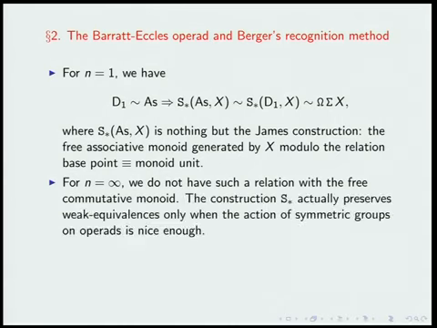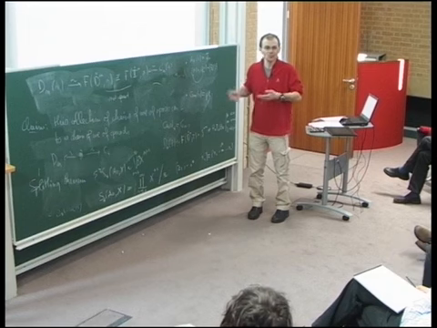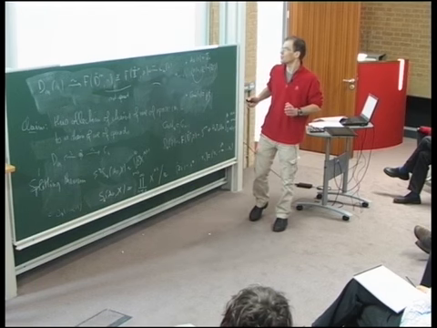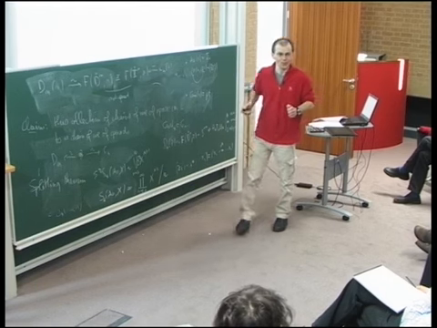And the reason is that this construction preserves only equivalences between operads where you have a nice enough action of a symmetry group. So I'm not precise at this stage. I should say that if you assume that your operad consists of cell complexes and the symmetry group permutes cells, then this is okay. So the main notion is to have a sigma cofibrant operad.